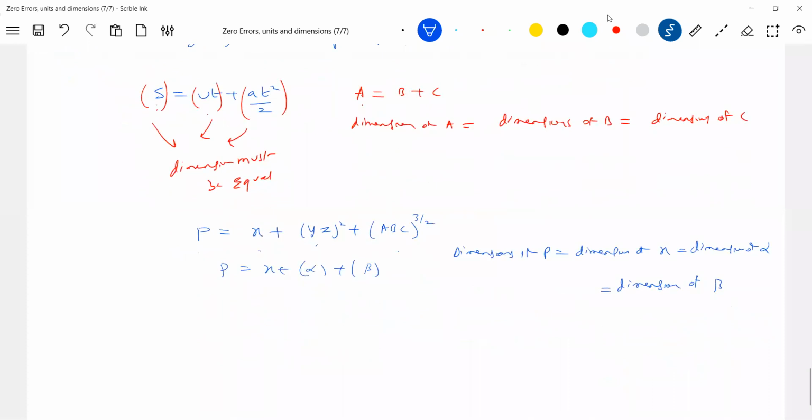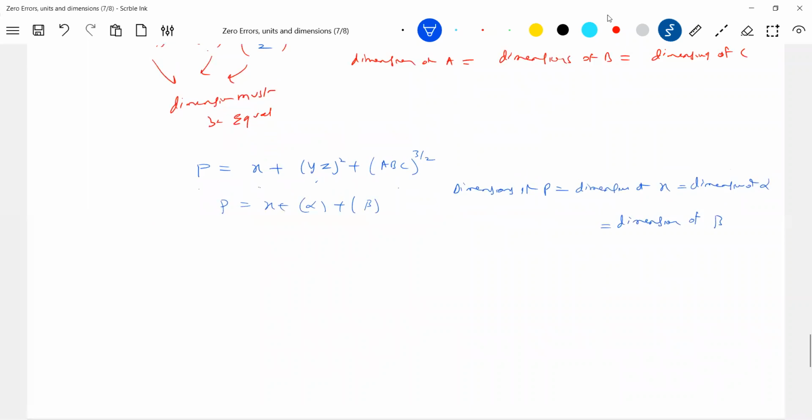So you can take any equation and put it in dimensions. Is it satisfying or not? Then you can proceed further. Okay, good example. Okay, now we'll take some more.